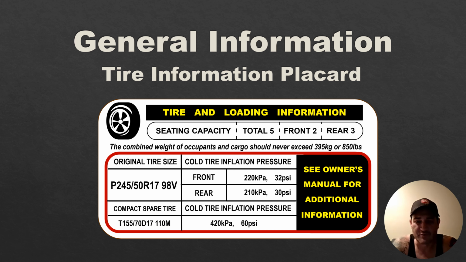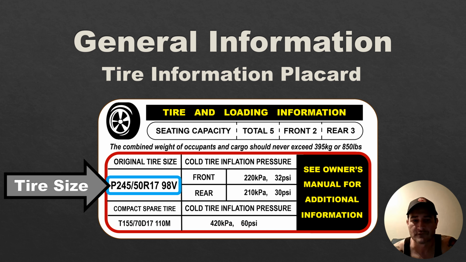this tire information placard should be located on all cars when you get into the driver's side front door, located at the lower B pillar. They give us a whole heck of a lot of information. This video is going to be talking about tire size, and that's where the original manufacturer's recommended tire size will be located. Just to clear things up, let's delete the rest of this information for now.